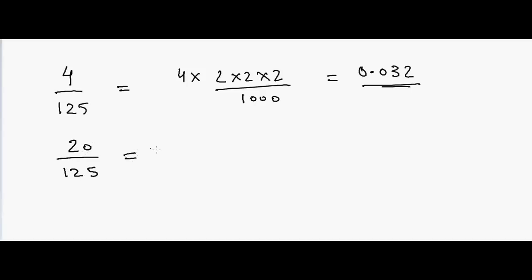Again, if I have 20 and want to divide by 125, 2 into 8 is 16. So add 16 here, and then I have one more 0 here, so this will be my answer.